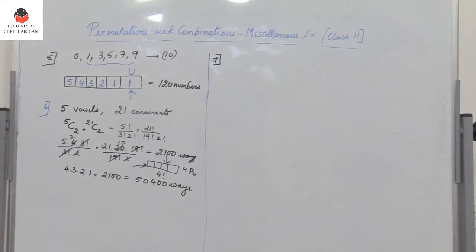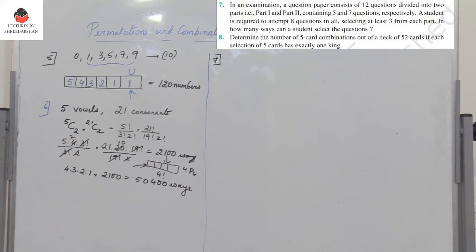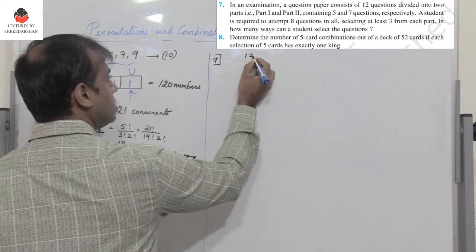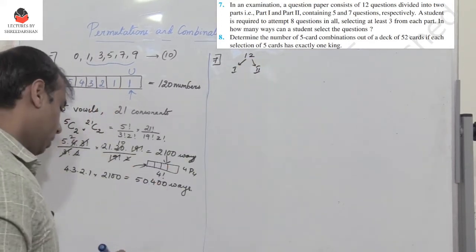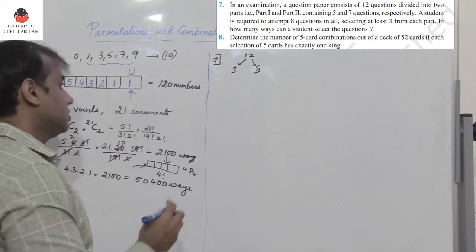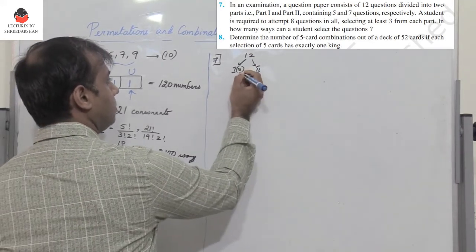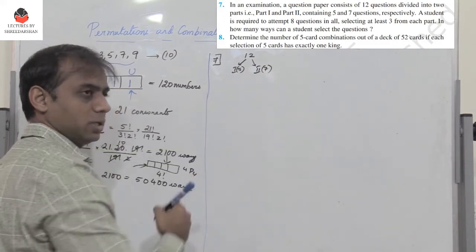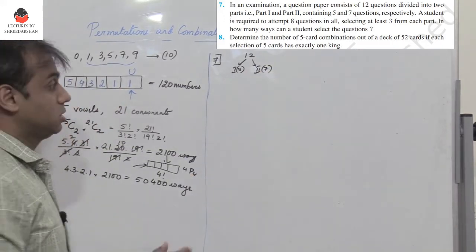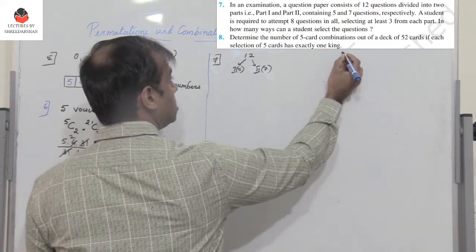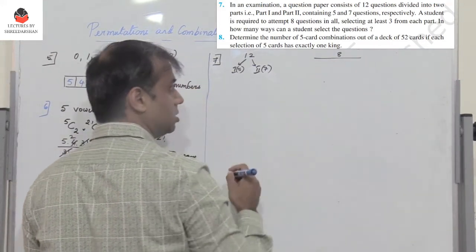Question 7 is an interesting one. In an examination, a question paper has 12 questions. So there are 12 questions and you have part 1 and then you have part 2, right? So part 1 has 5 questions, you have 5, and part 2 has 7 questions. A student is required to attempt 8 questions. So he has to answer how many questions? 8. So 8 questions have to be answered.